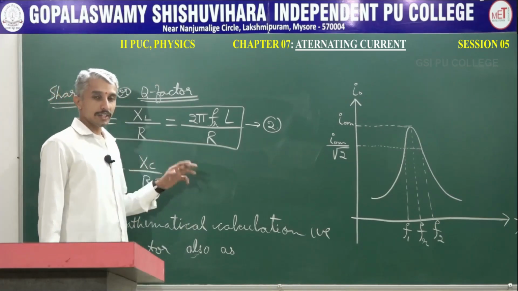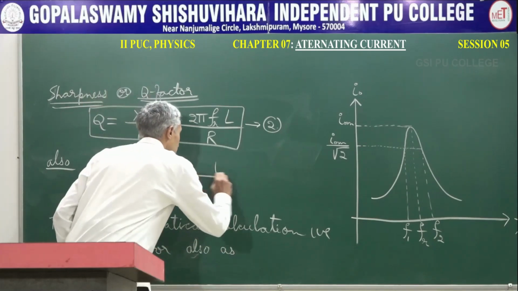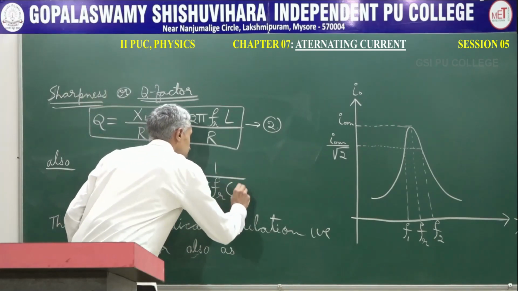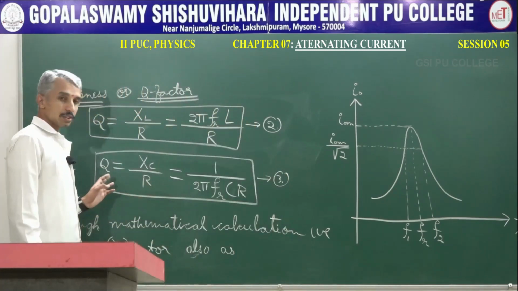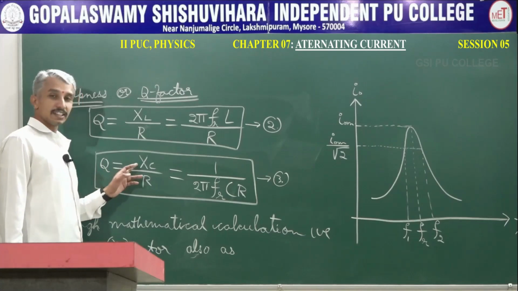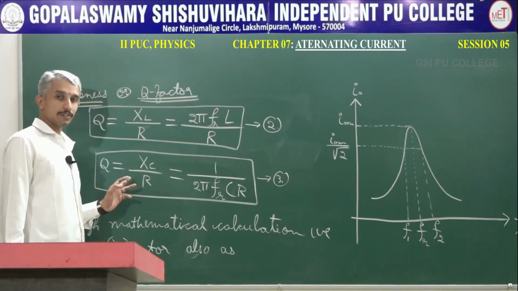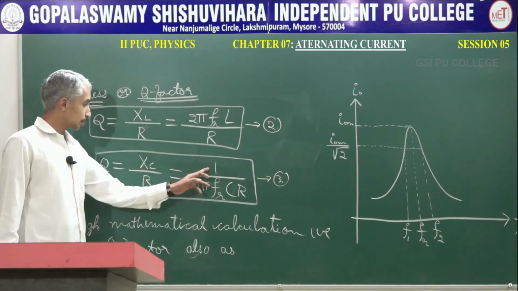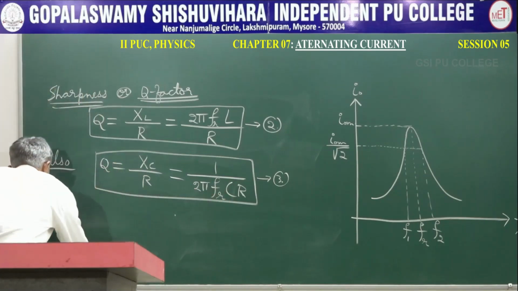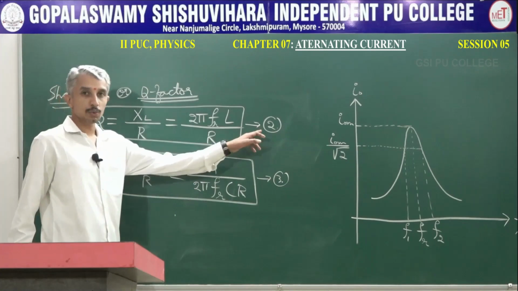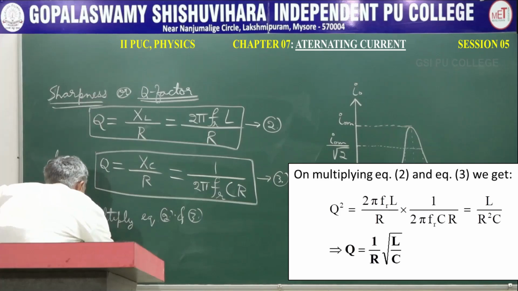Capacitive reactance is 1 divided by 2 pi FrC. So on simplification, I will get this as 1 divided by 2 pi FrC into R. Equation 3. So you can also define quality factor as capacitive reactance divided by resistance, and this is also at the condition of resonance. Capacitive reactance is given by 1 by 2 pi FrC, Fr meaning resonant frequency. Not just this, if you multiply equation 2 and 3, this will become Q into Q, which is Q square.